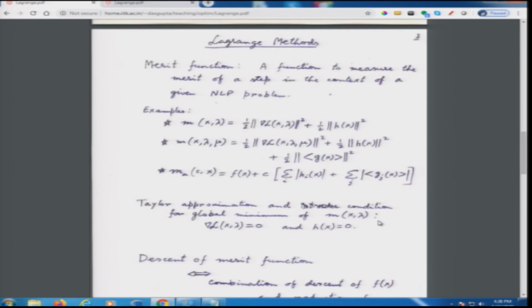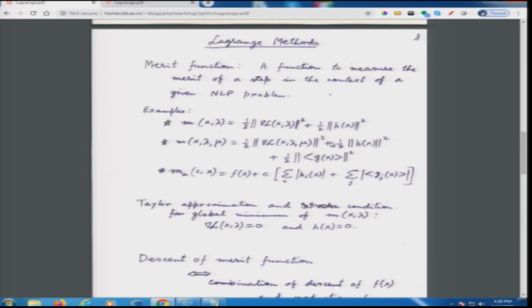First of all, a so called merit function is introduced. A merit function for any nonlinear optimization problem is a function to measure the merit of a step in the context of a given nonlinear programming problem. Typical examples of merit functions which people use are these. Basically, this and this are the same thing, the quadratic merit function.